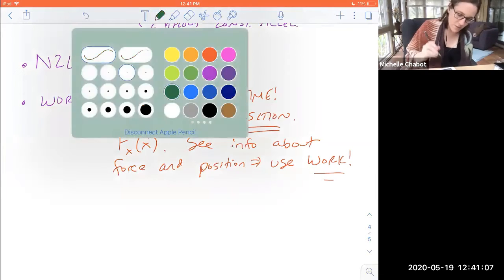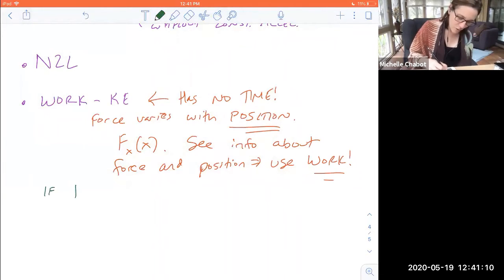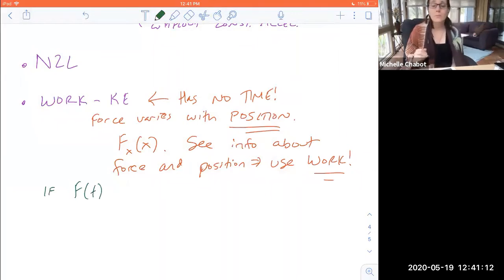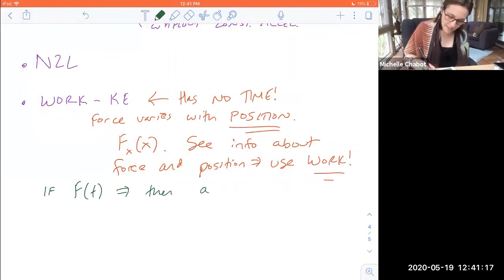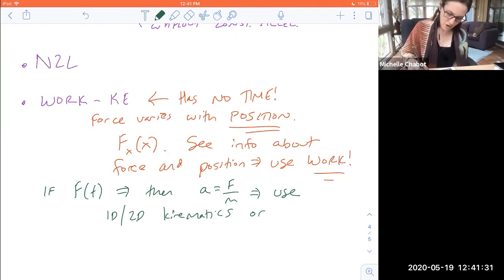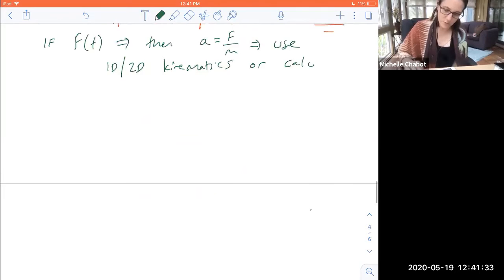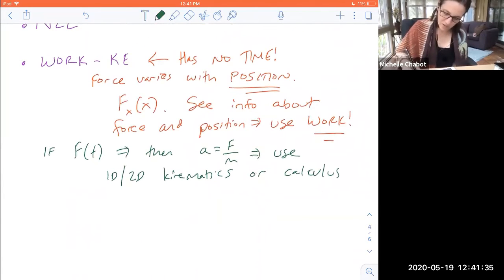Conversely, if you have force as a function of time, then remember that acceleration is equal to force divided by mass. And then you can use your 1D and 2D kinematics, or calculus, to solve that. But that's force as a function of time.